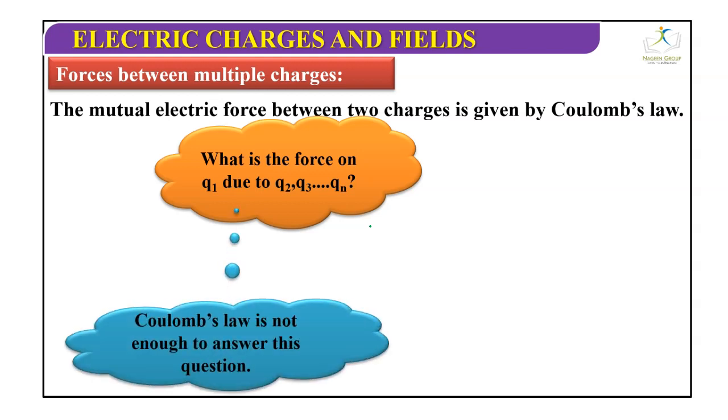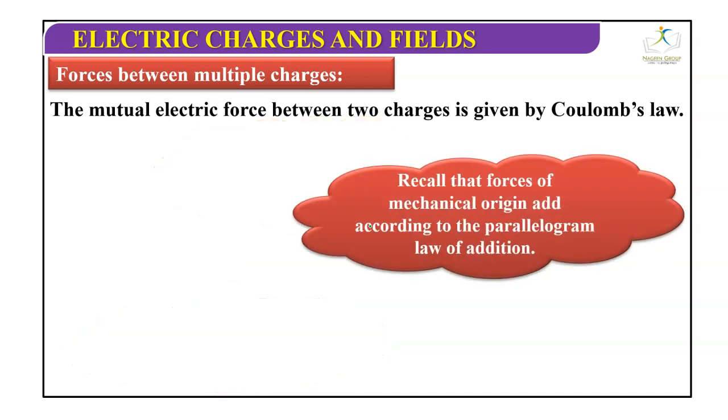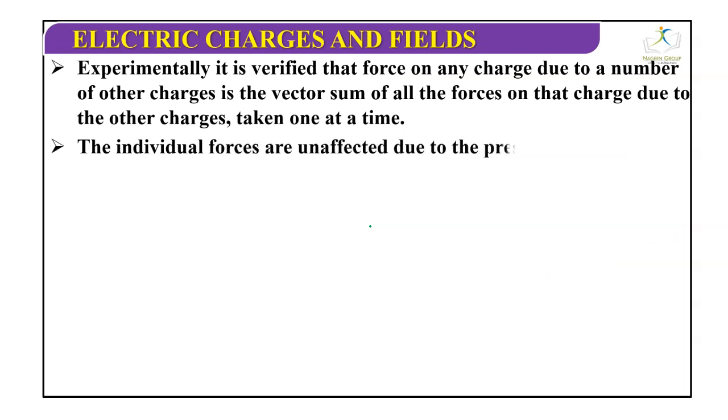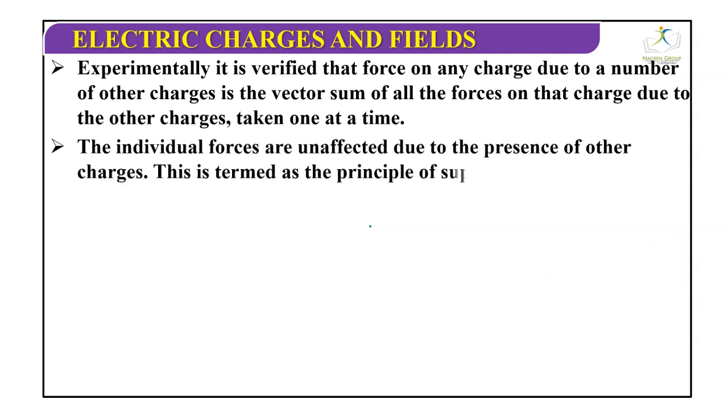Coulomb's law alone is not enough to answer this question. Recall that forces of mechanical origin add according to the parallelogram law. Experimentally we found that the force on any charge due to a number of other charges is the vector sum of all the forces. If we want to calculate the net force, we just add up all these forces. Clear? The individual forces are unaffected due to the presence of other charges. This is called the principle of superposition.